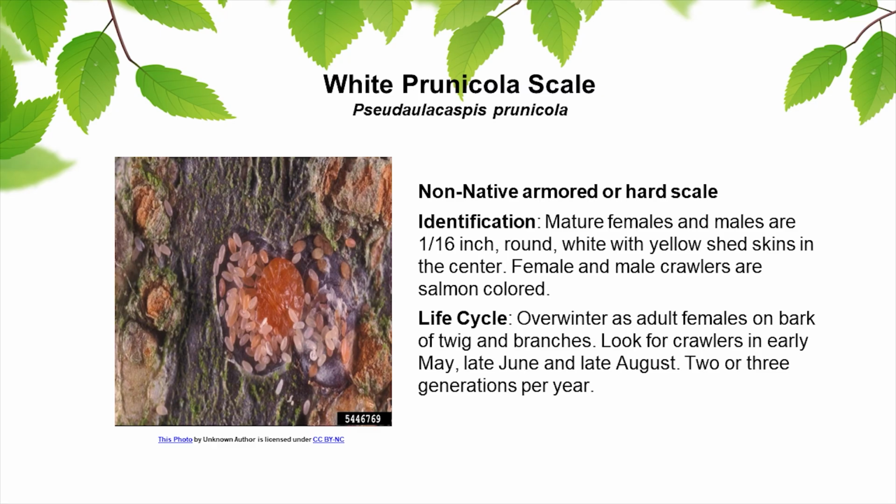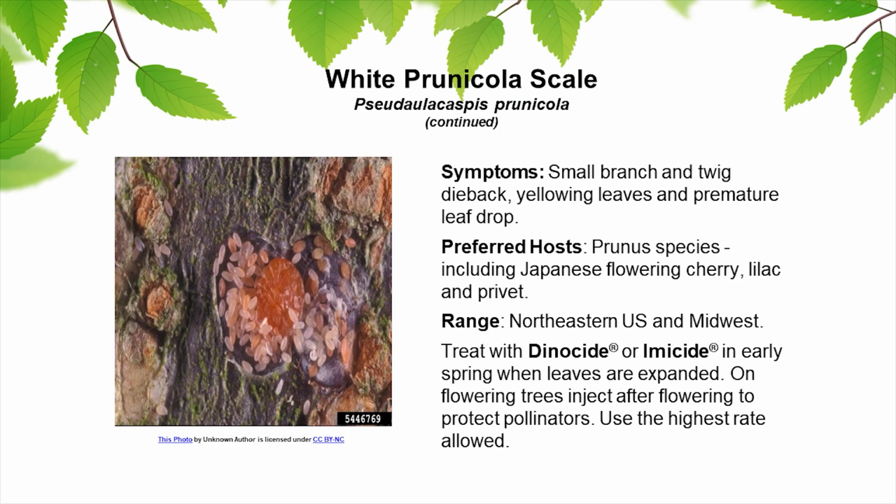White Prunicola Scale overwinter as adult females on the bark of twigs and branches. Crawlers will be present during early May, late June, and late August. There can be 2 or 3 generations of White Prunicola Scale per year. White Prunicola Scale damage includes small branch and twig dieback, yellowing leaves, and premature leaf drop.